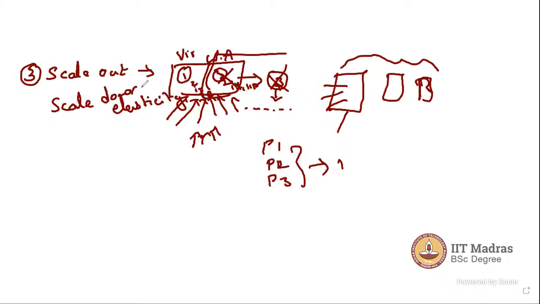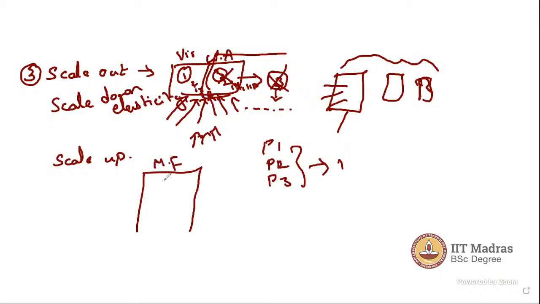And scale down is nothing but removing resources from the existing cluster, right? So that is known as scale out and scale down. And the difference between scale out and scale up: scale up I have already specified. For example, if you are running on supercomputers or mainframe-like computers, right?